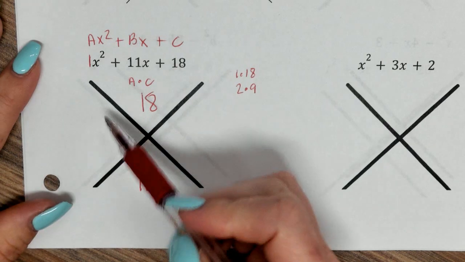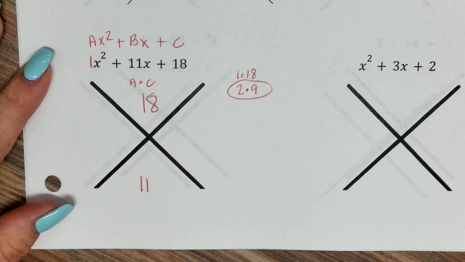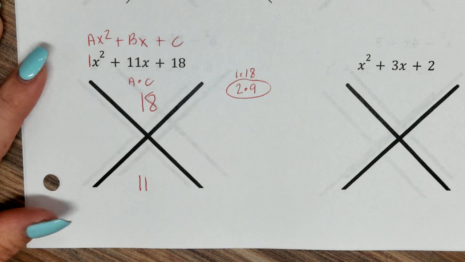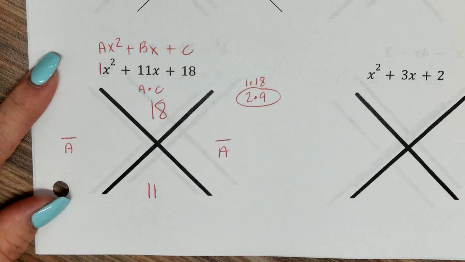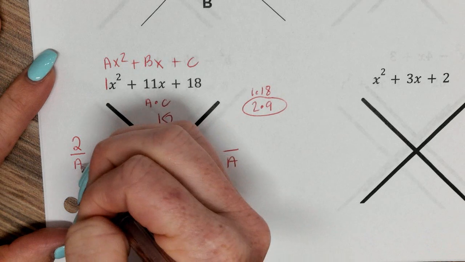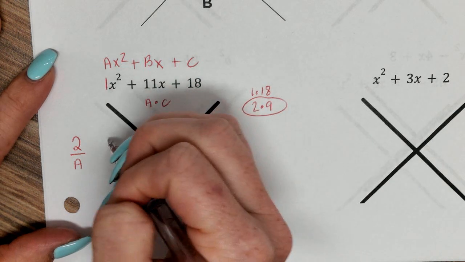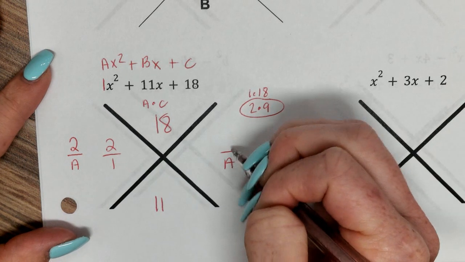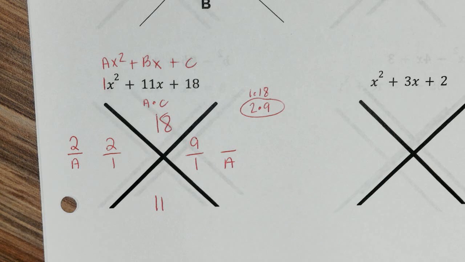Okay? So right here, what you're going to do is take these two numbers that work and put them over A. So this number 2 is going to go over A. Well, what was our A value? 1. So it's going to be 2 over 1. And this one's value was 9. So 9 over 1. And you have finished your problem.